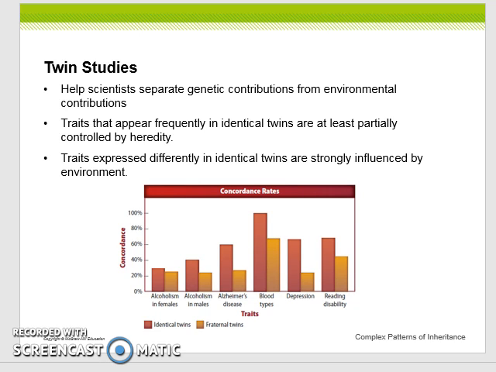Twin studies help scientists separate genetic contributions from environmental contributions. Traits that appear frequently in identical twins are at least partially controlled by heredity. However, traits expressed differently in identical twins are strongly influenced by the environment.